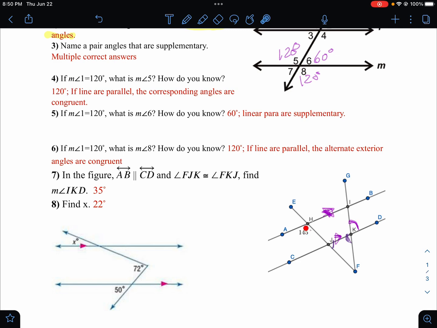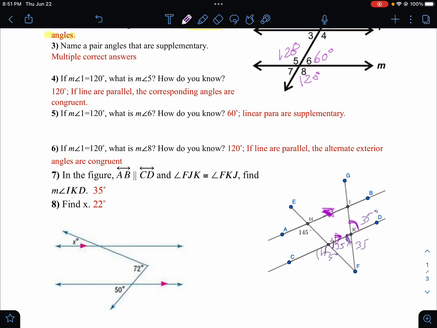So what we'll do is we'll do corresponding. So this is 145 degrees. Well, then we know these two angles are a linear pair, so that's where we get 35. And we know that angle is 35, and since it's supplementary, that's how we get 35 degrees.